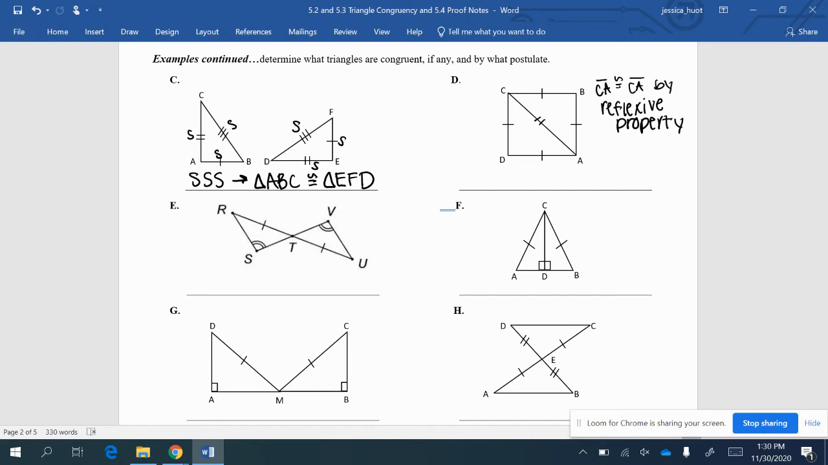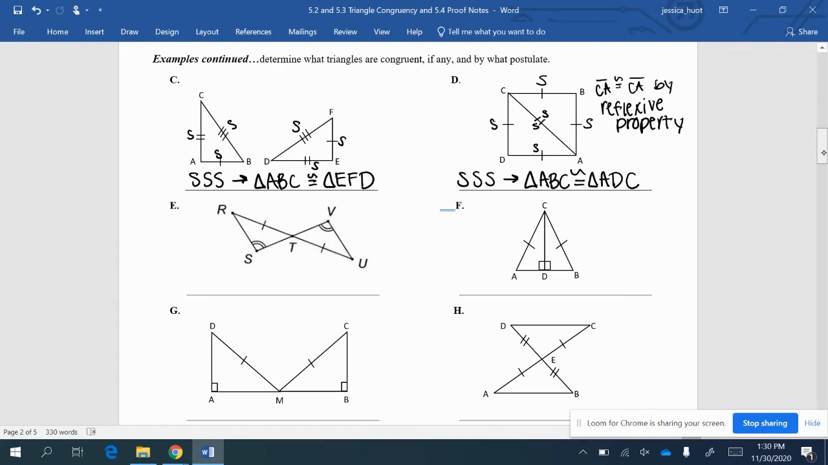So now I have a side here, side there. These all have 1, so there's my 2 sides. And I have a side right here in the middle. So this one is also side, side, side. And I can say that triangle ABC is congruent. So I went ABC, so ADC right there.